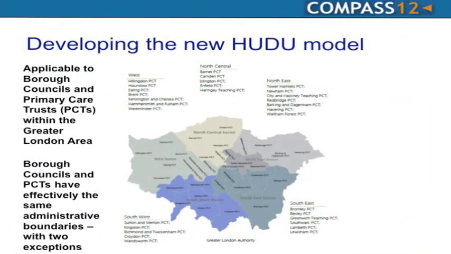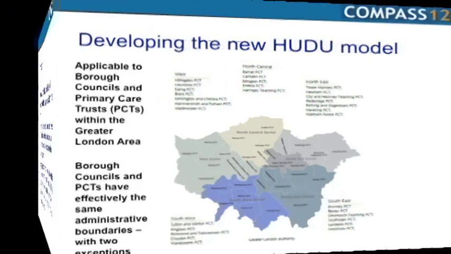Looking then at the geographical reference to this, in London we have, as I said, borough councils, and we also have another disadvantage to us, these primary care trusts. So we've had to be able to apply this to borough councils, which are 33, and primary care trusts, which are 31. They're effectively the same administrative boundary, except for 2 instances. So we've had to deal with that as well.